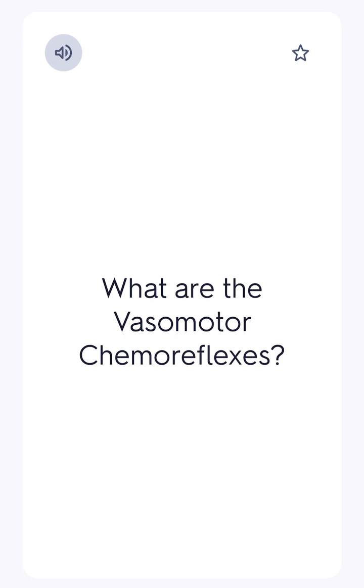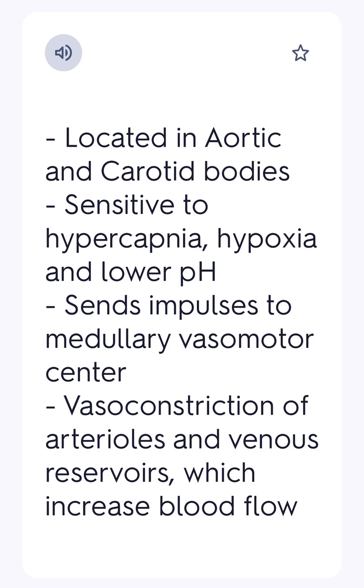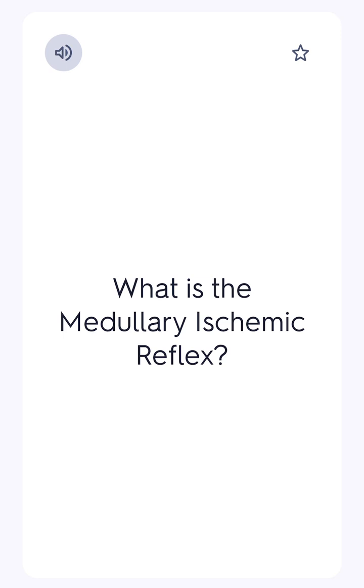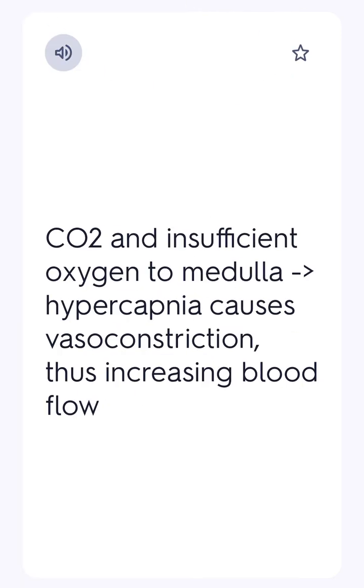What are the vasomotor chemoreflexes? Located in aortic and carotid bodies, sensitive to hypercapnia, hypoxia, and lower pH, sends impulses to medullary vasomotor center, vasoconstriction of arterioles and venous reservoirs, which increase blood flow. What is the medullary ischemic reflex? CO2 and insufficient oxygen to medulla, greater than hypercapnia causes vasoconstriction, thus increasing blood flow.